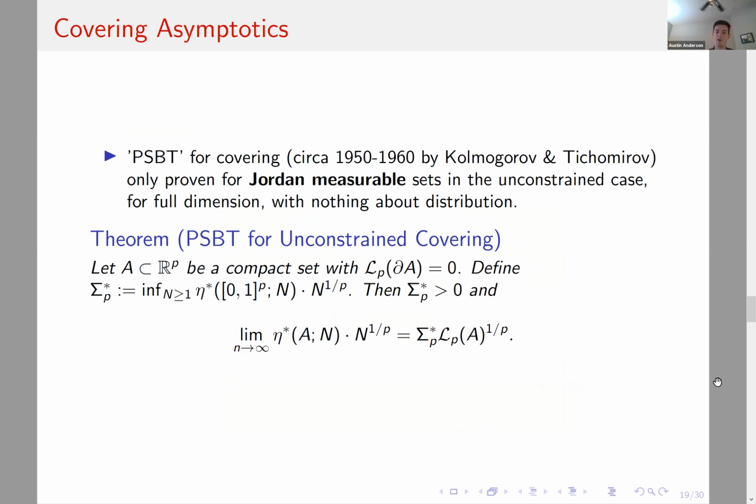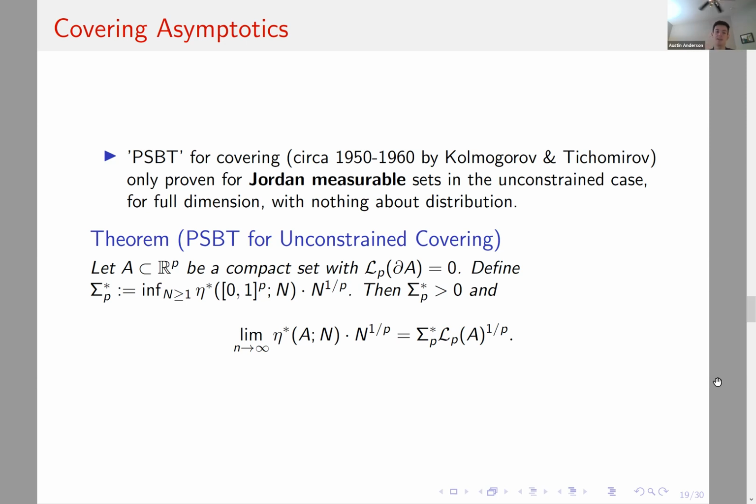Okay, so we've discussed the poppy seed bagel theorem for best packing, and we'd like to know what is known in the way of these kinds of theorems for covering. To my knowledge and my collaborators' knowledge, the most general form of this poppy seed bagel theorem that we have for covering was actually done decades ago by Kolmogorov and Tikhomirov, and it was only proven for Jordan measurable sets in the unconstrained covering case for full dimension, and nothing about distribution. So you have part one in this very restrained case, and you don't have anything about distribution. Stating this more rigorously, we'll call it the poppy seed bagel theorem for unconstrained covering for the rest of the talk.